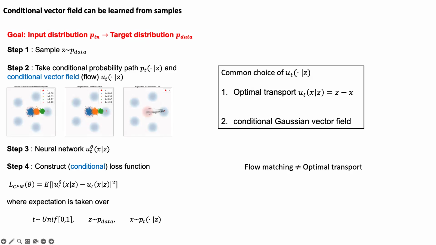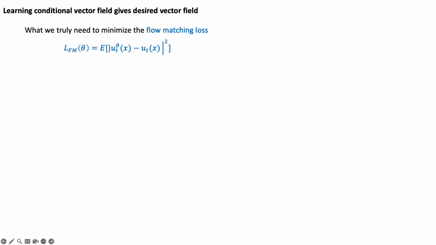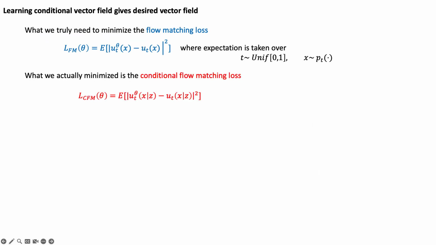So we matched conditional flows, conditional vector fields, but it is not our true goal. Our true goal is, in some sense, to find the true marginal vector field, which is to minimize the following flow matching loss. Without G. Yes, without G. But what we actually minimized is the conditional matching loss. Does it help?